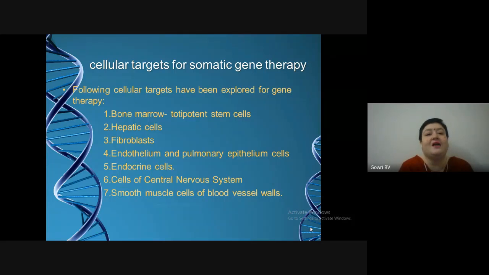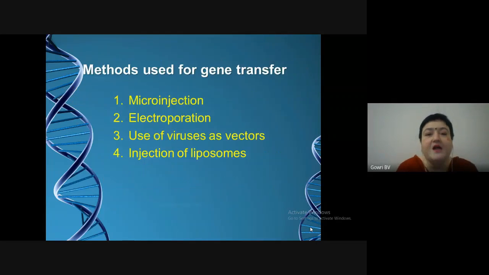The following cellular targets have been explored for gene therapy, that is somatic gene therapy: bone marrow, totipotent stem cells, hepatic cells, fibroblast cells, endothelium and pulmonary epithelium cells, endocrine cells, cells of the central nervous system, and smooth muscle cells of blood vessel walls. So what are the common methods used for gene transfer?